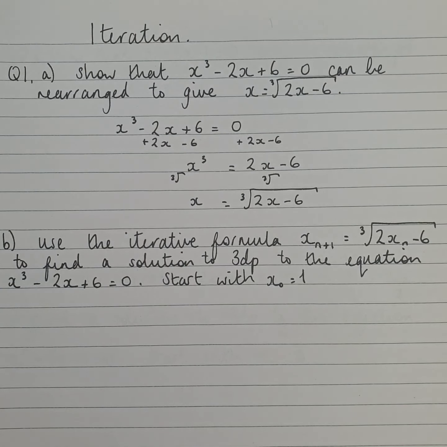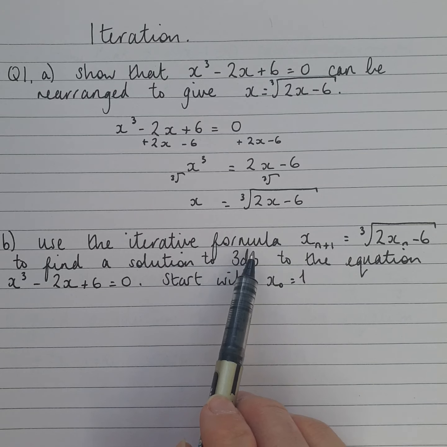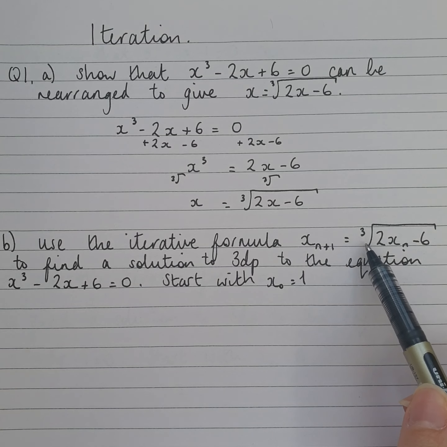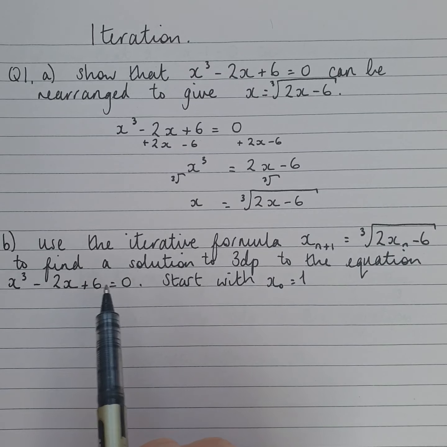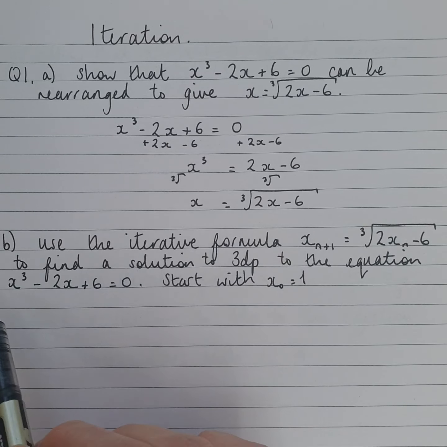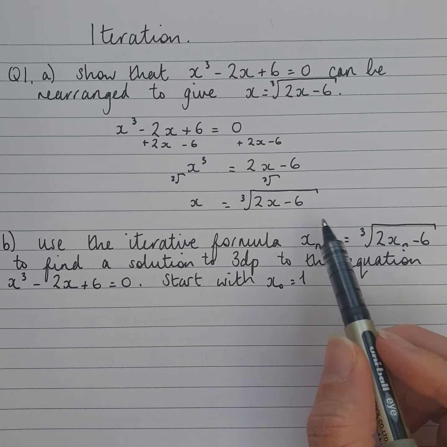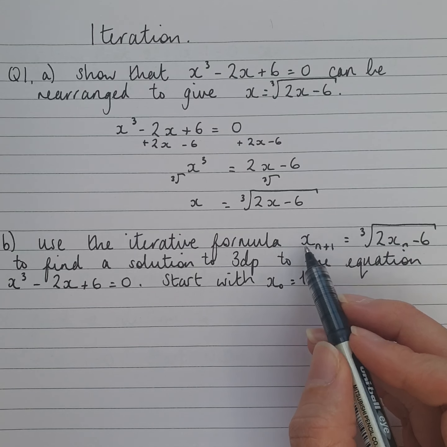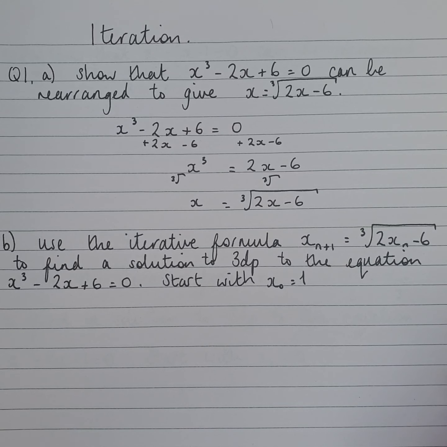Okay, then it says use the iterative formula of x n plus 1 is equal to the cube root of 2 lots of x n take away 6 to find a solution to 3 decimal places to the original equation. Now, this looks a lot scarier than it actually is. All it means is that the next one in the sequence is going to be the previous one multiplied by 2, take away 6, and cube rooted.